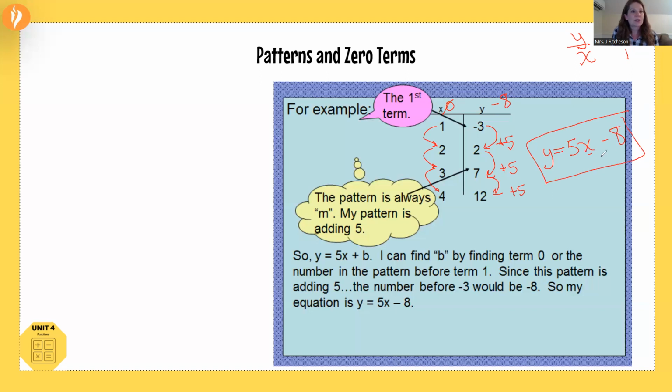So this is our equation right here. y is equal to 5 times x minus 8. We want to check it, plug in a value for x. 5 times 4 is 20, and 20 minus 8 is actually 12. So we know we are right.